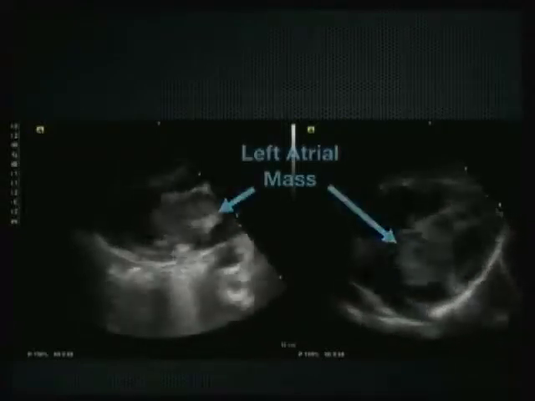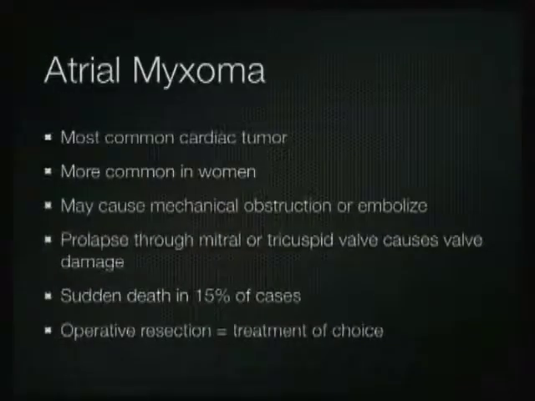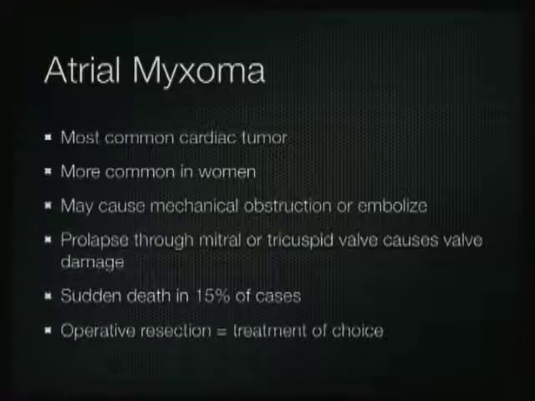So left atrial myxoma is the most common cardiac tumor. It's more common in women. It can cause mechanical obstruction or even embolize. And when it prolapses through the mitral valve or tricuspid valve, as in this example, it can cause valve damage and destroy the annulus. Sudden death occurs in 15% of cases, and it can be operatively resected. So a nice pickup in this case.